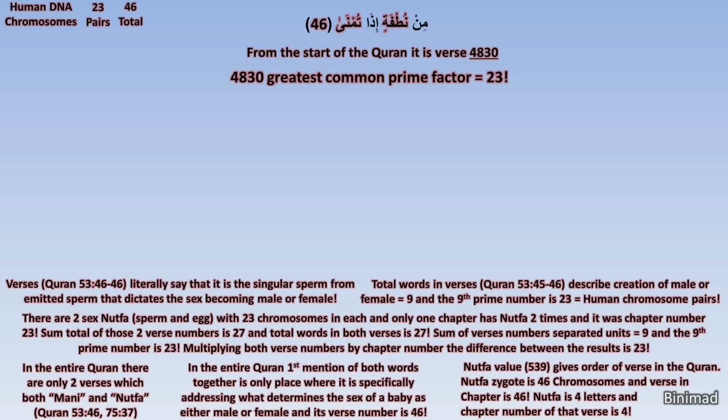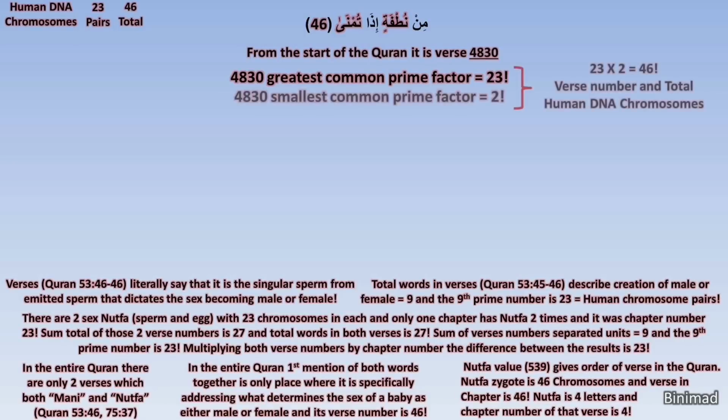Then I saw that the smallest prime factor of 4,830 is 2, and of course 2 times 23 is 46. So amazingly, not only is it verse 46 in a chapter, but from the start of the Quran, its verse number's greatest prime factor is 23, and the greatest and smallest prime factors give both the verse number in the chapter and total chromosomes in humans.